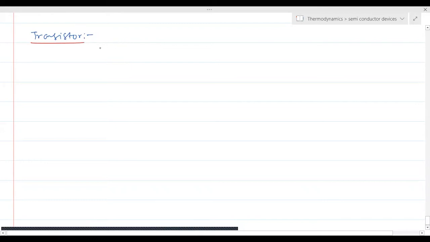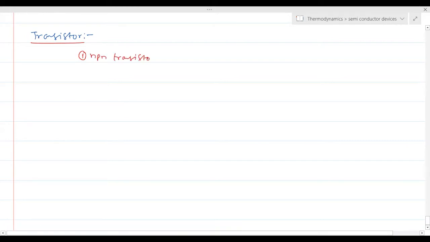So here we have two types of transistors. One is the NPN transistor, and the second one is the PNP transistor.